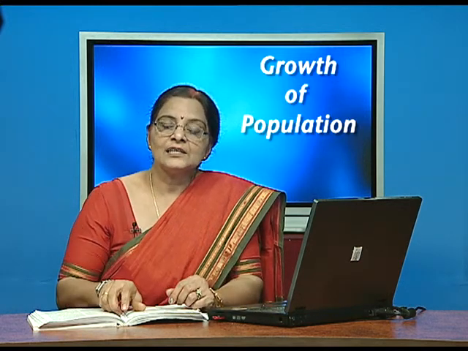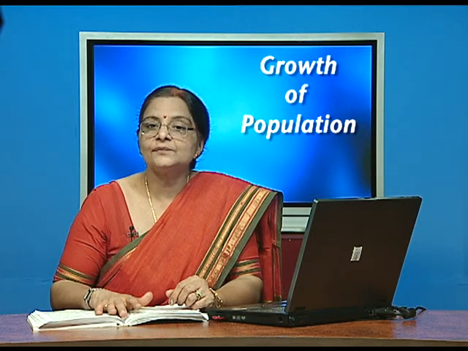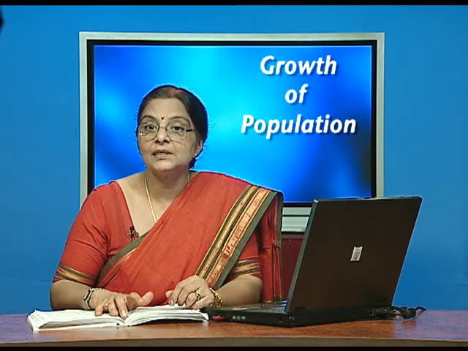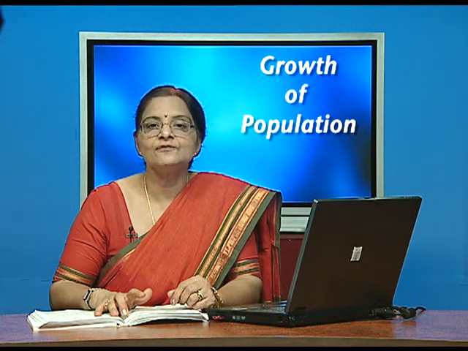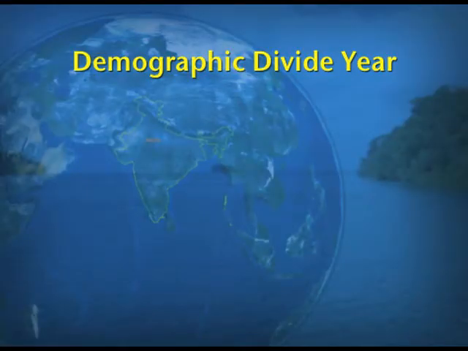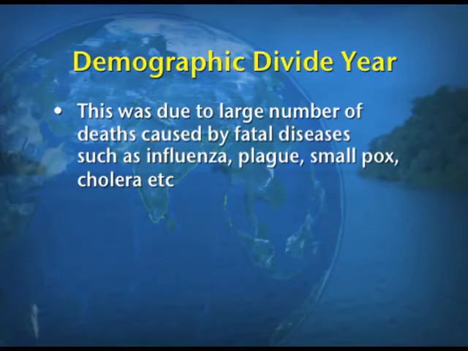Now, there are certain factors why there was a negative growth of population in this year 1921, the year which is known as a demographic divide year. The first factor responsible for that is there were large number of deaths caused by the fatal diseases such as influenza, plague, smallpox, cholera, etc.